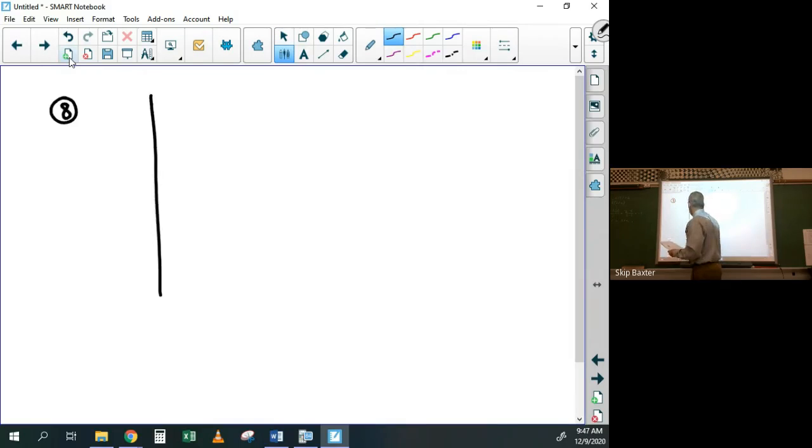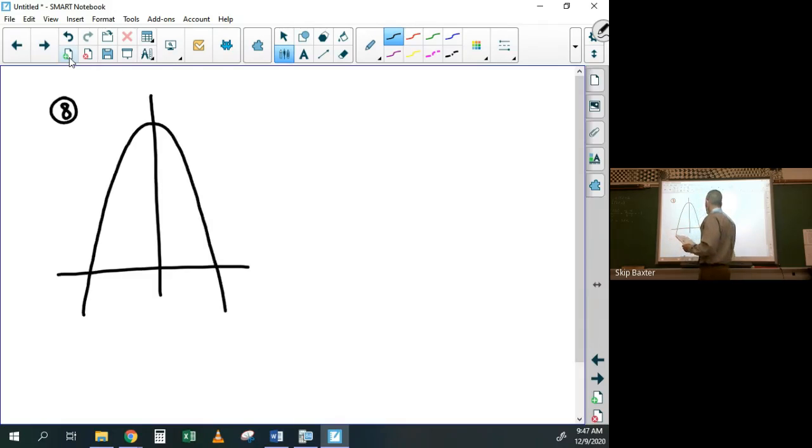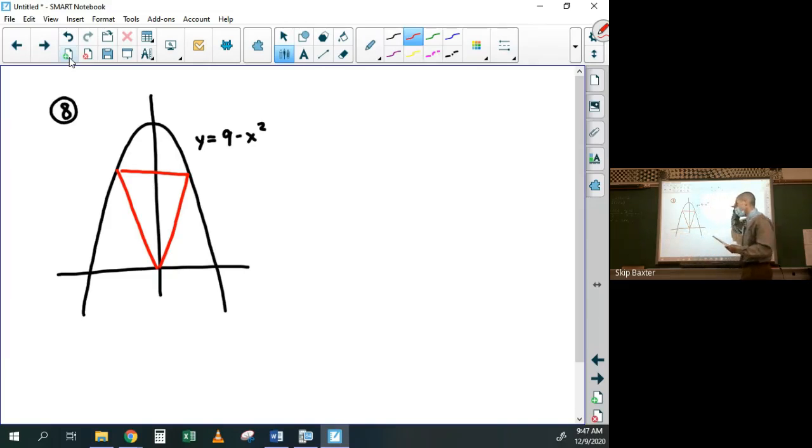So we have the parabola. This is y equals 9 minus x squared, and you're trying to find the maximum area of a triangle that's inscribed in this parabola like that. And I did one kind of like this in class with the sine curve. It's the same idea here. That was with a rectangle, this is with a triangle, but it's the same idea.